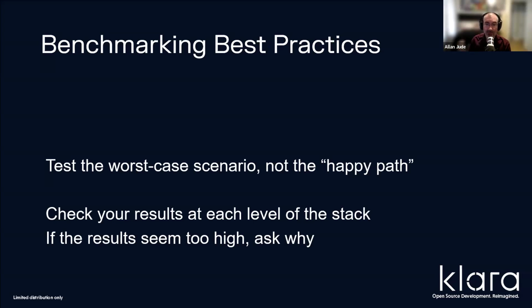So if the result seems too high, then it's important to ask why. Right? If you are benchmarking a hard drive and it's claiming to do a gigabyte a second, and you know the hard drive can only do 200 megabytes a second, then obviously the result is wrong, but you want to figure out why and fix your benchmark so that it doesn't give you results that don't make any sense.